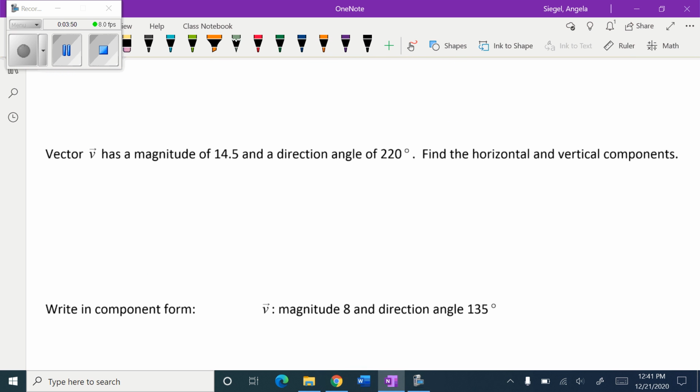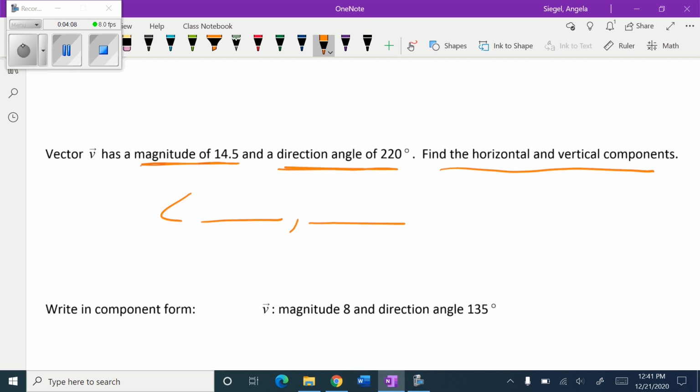Okay, for this next part, we're given the magnitude, so we know that the length is 14.5, and we're given the directional angle, and we're trying to find the horizontal and vertical component. Really, it's the same thing. This is horizontal component X, and this is vertical component Y.